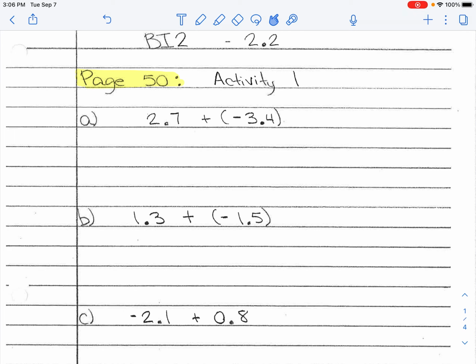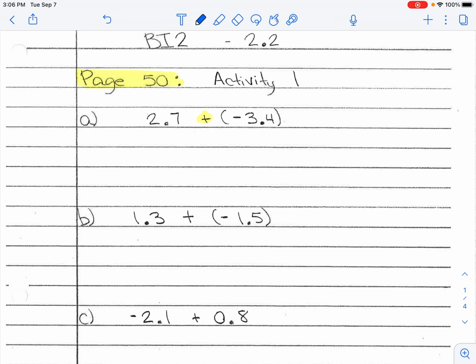So this is kind of putting together a lot of different things that we've learned this year. So we know how to add decimals, right? We've got to line up our decimals. We also know how to add and subtract positive and negative numbers. So the first thing I'm thinking is this is an addition problem, and I'm adding a positive number to a negative number. So I'm going back to my rules of integers.